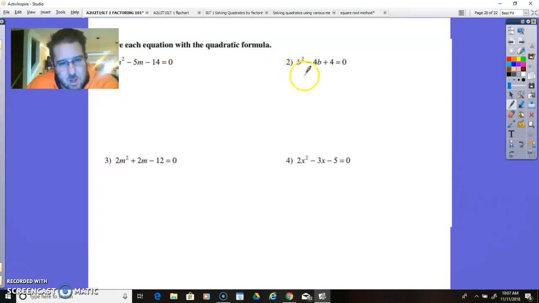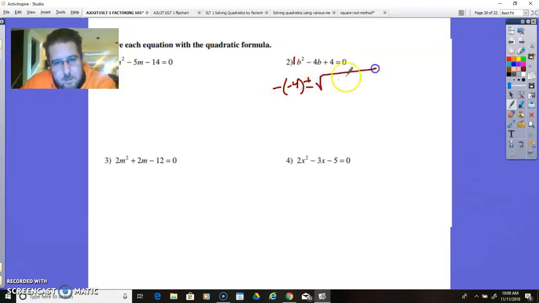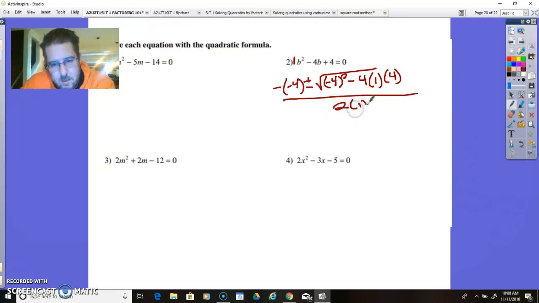Alright, same thing, solving with quadratic equations. Alright, so I'll choose this one. So negative b plus or minus the square root of b squared minus 4 times a times c, all of that divided by 2 times a. Alright, so the opposite of negative 4 is positive 4, plus or minus. Find the discriminant. Negative 4 squared is 16. Negative 4 times 1 is negative 4, times 16 is minus 16.